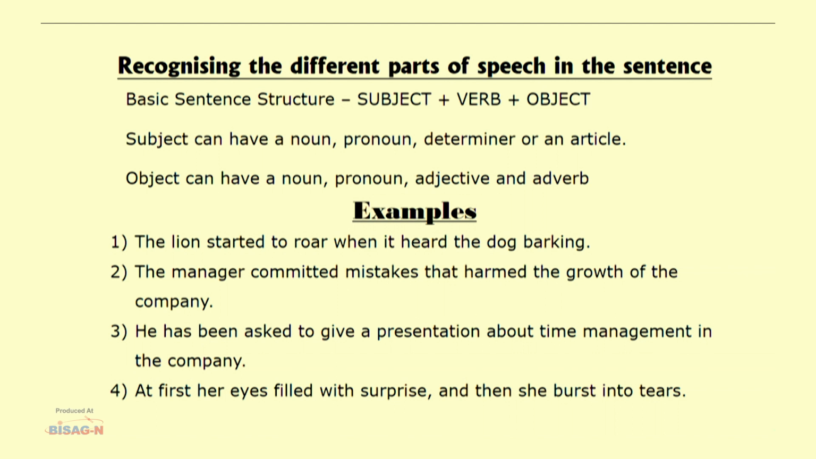Now, any person can commit a mistake, right? So, the noun can be a team manager too. The team member committed a mistake. The CEO of the company committed a mistake, right? And that harmed the growth of the company. Now, the gap can also be right there, which is the verb, committed.